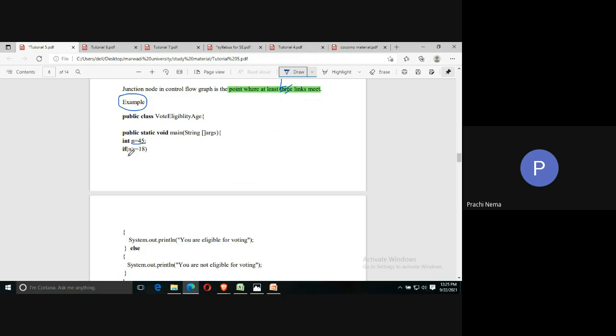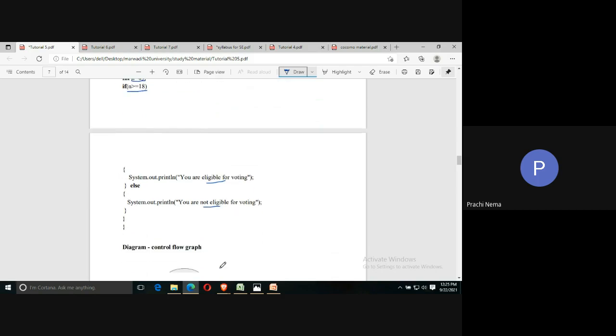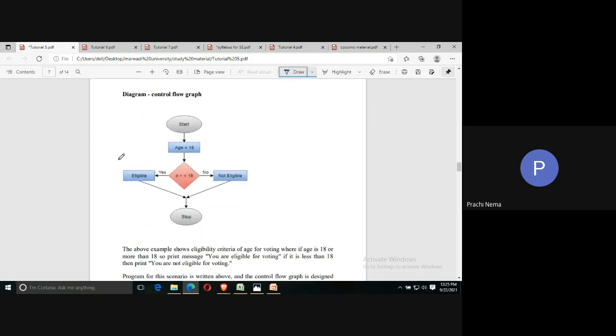So first they have initialized the age. If age is greater than or equal to 18, then you are eligible for voting, otherwise you are not. To draw the control flow diagram for this, it looks like a flow chart, but here you can use simple circles instead of all these shapes, and that will be your control flow graph. For now, it looks more like a flow chart, but only the shape is different; the notation, meaning and flow of control are the same in a control flow graph.